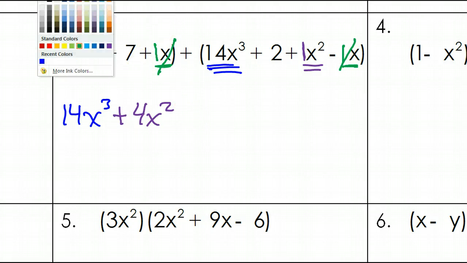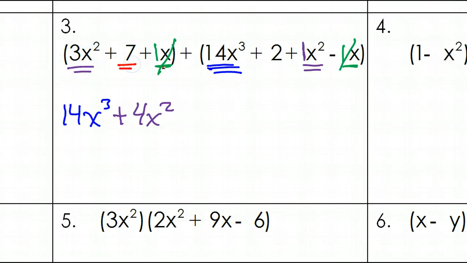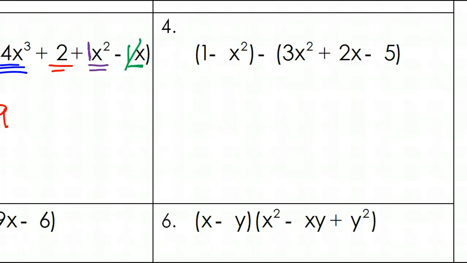And then finally, we've got the constant term, 7 and 2. So together they make 9. So there is your answer for number 3. I see number 4 hiding over here already.